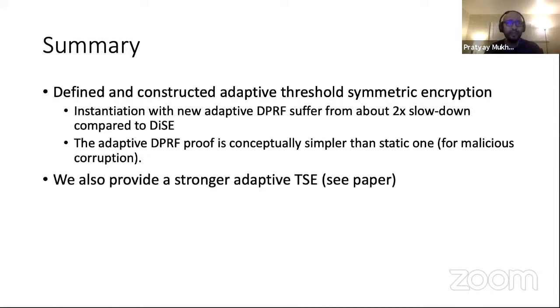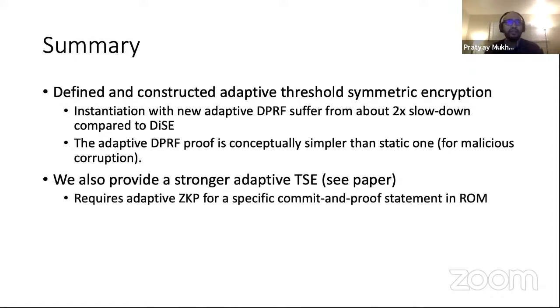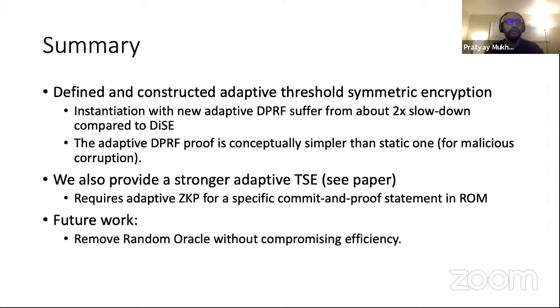In the paper, we also provide a stronger adaptive TAC version. For that, we propose a simple NIZK proof for a specific commit and proof statement in the random oracle model. As future work, one can think about removing the random oracle without compromising efficiency.